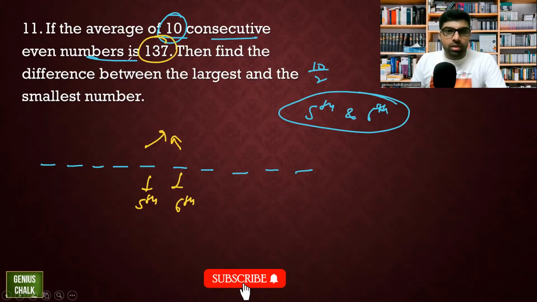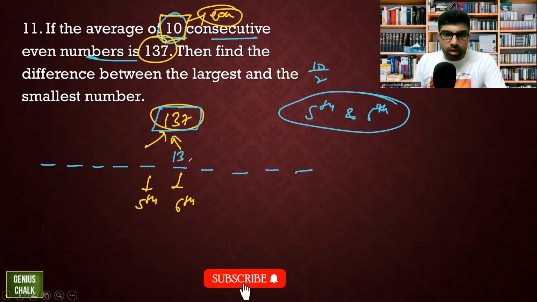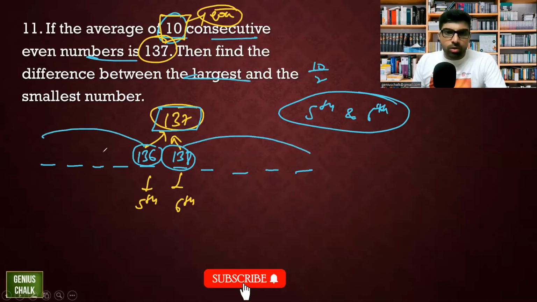Now what is the average showing? 137. That means 137 has to be in the middle, because 10 is an even number. The number of observations is even, so we know the average will always lie between the two middle ones. Now if this number is 137, what is the next even number? 138. What is the previous even number? 136. Next, for the difference between the largest and the smallest, you can make it, but there is no need. So this is the 6th and this is the 10th observation.